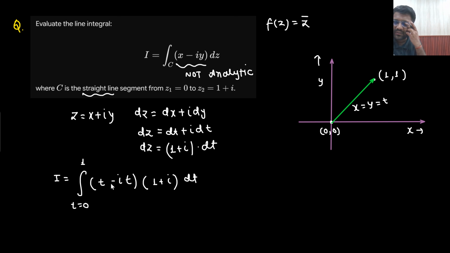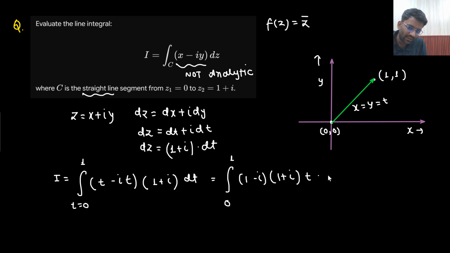So (1 minus iota) into (1 plus iota). What you are doing is that from 0 to 1, you can take t common. From here you can take t common. So this will become (1 minus iota)(1 plus iota), t you are taking outside, dt as well.